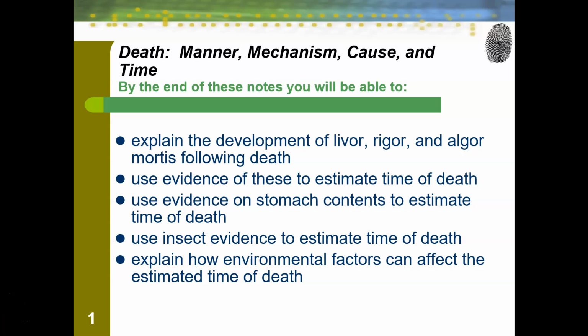These notes are all about death in terms of manner, mechanism, cause, and time. By the end of these notes, you will be able to explain the development of livor, rigor, and algor mortis following death, use evidence of these to estimate time of death, use evidence of stomach contents to estimate time of death, use insect evidence to estimate time of death, and explain how environmental factors can affect the estimated time of death.